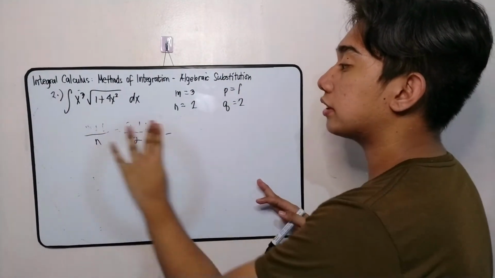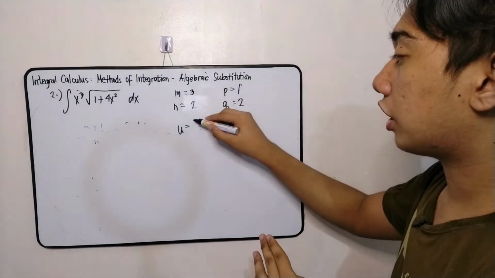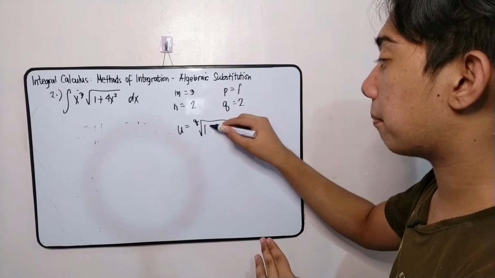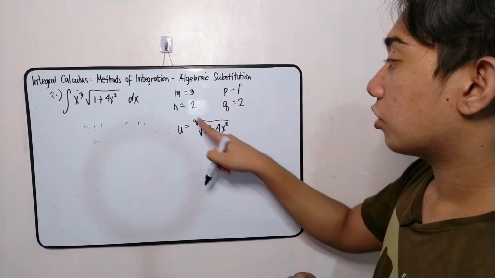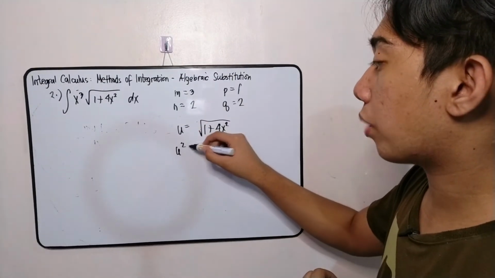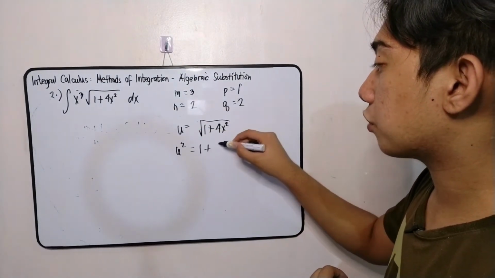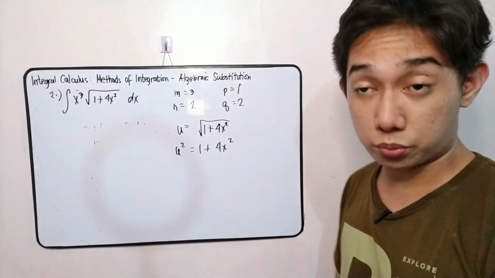Therefore, we will substitute u is equal to the qth root of 1 plus 4x squared. Okay? So, our q here is 2, so square root na lang. Or in other terms, u squared is equal to 1 plus 4x squared. So, yan lang ang ating isa-substitute.